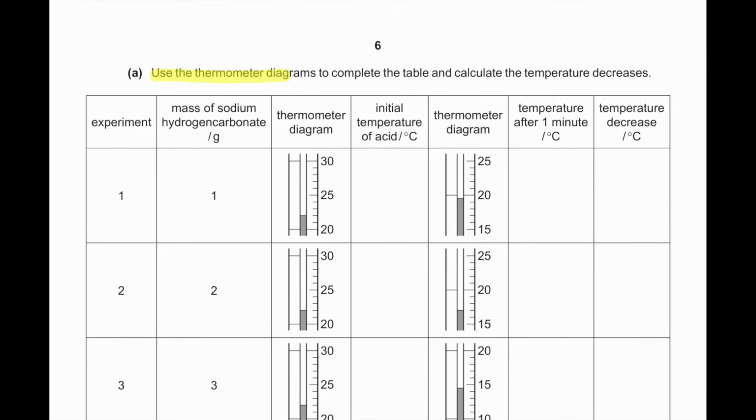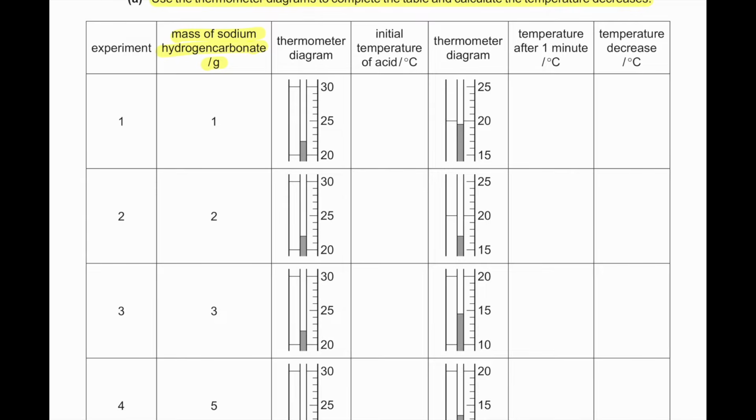So use the thermometer diagrams to complete the table and calculate the temperature decrease. All right. So we can see mass of the sodium hydrogen carbonate in grams. Thermometer initial temperature, we'll have to read from 20 degrees Celsius upwards. So this is 22. So we'll read it as 22. And the thermometer reading temperature after 1 minute, we can see that it has gone below 20 and it is in between 19 and 20. So we will call it 19.5.